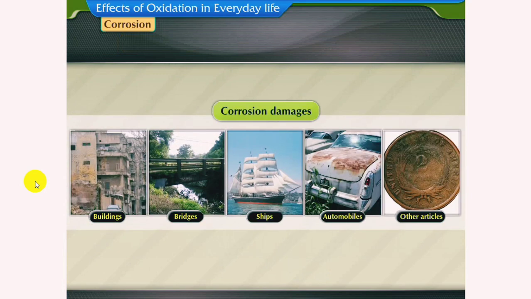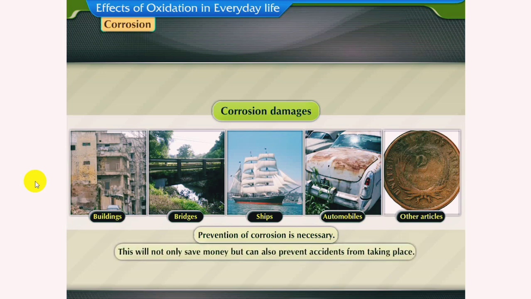Corrosion damages buildings, bridges, ships, automobiles, and other articles made of iron. Hence, prevention of corrosion is necessary. This will not only save money, but can also prevent accidents from taking place.